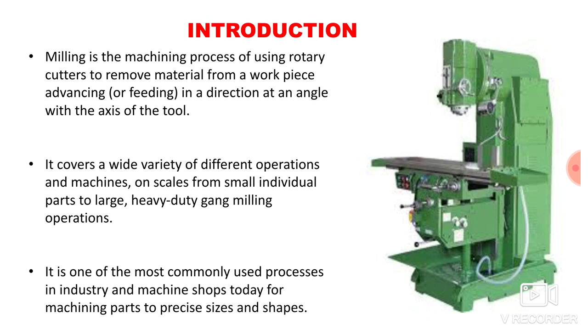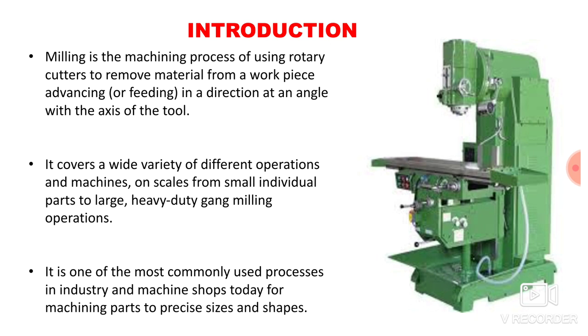Now milling is the machining process of using a rotary cutter to remove the material from the workpiece. So basically milling is a machining process. That means in the milling process we are interested in removing the material from the workpiece, and how is that material removed? By using a rotary cutter. So milling is the machining process of using a rotary cutter to remove the material from the workpiece.